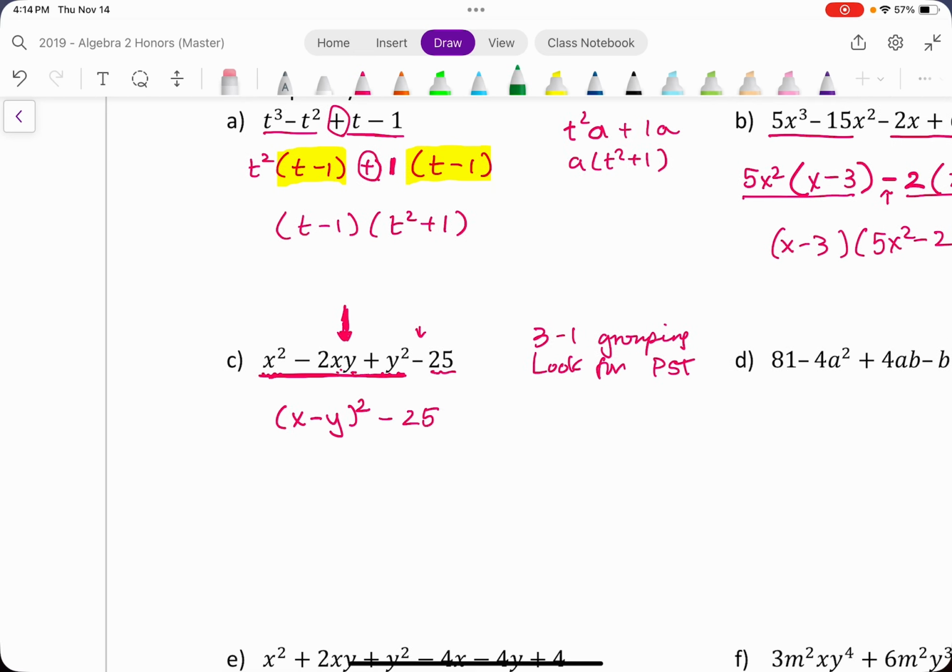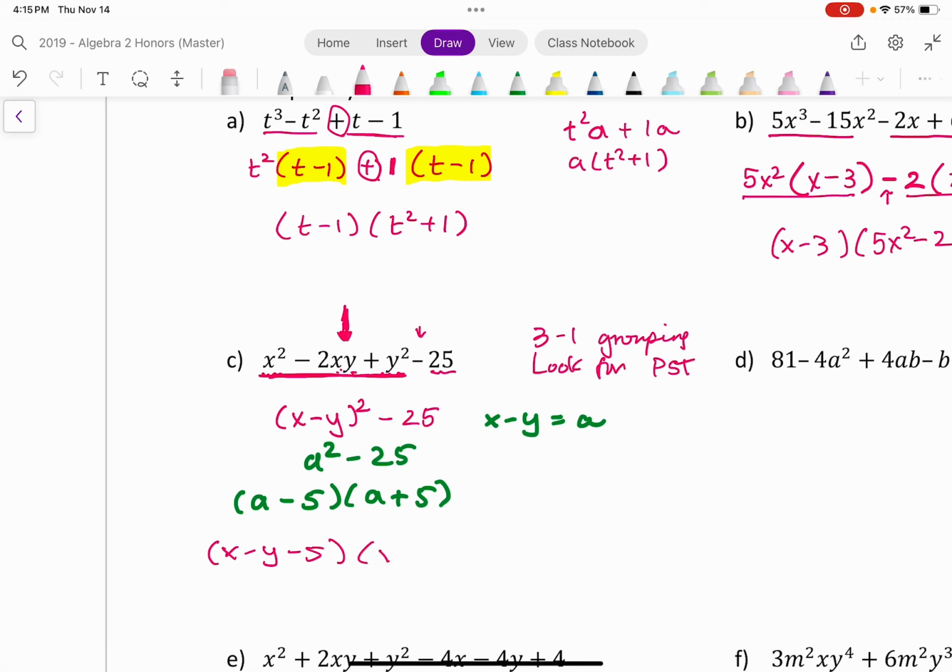Then we're going to go in and rewrite this. Some people use substitution. You do not have to do this, but if you need it, do it. If I let x minus y equal, let's say a, I'm picking a variable that's not in the problem, I could rewrite this as a squared minus 25. Oh, that's the difference of squares. I'm super familiar with that. It's going to give me conjugates, a minus 5, a plus 5. Cool. But a was x minus y, so then I have to substitute that back in. x minus y minus 5, x minus y plus 5, and I've factored fully.